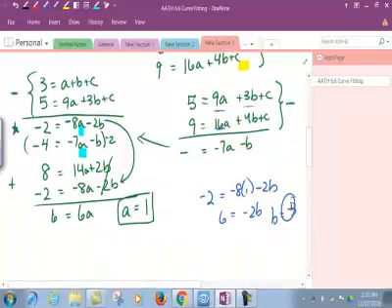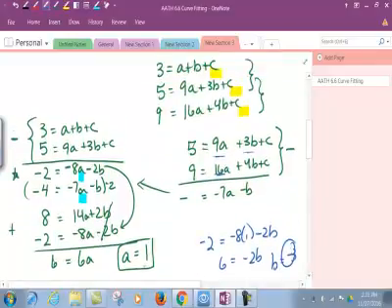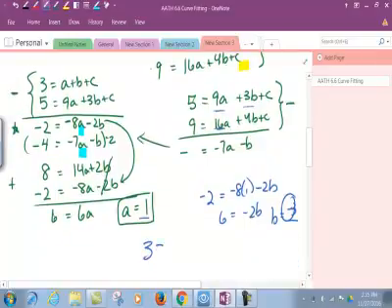So I'm almost done. I've got two of the variables. I just need to substitute the a and the b, and it doesn't matter. I can actually use any one of those three equations. So I'm going to go to the easiest one, the one on the top, which is 3 equals a plus b plus c. So 3 equals, here's a, here's b, and here's c. So when I move the negative 2 over, I get c equals 5.